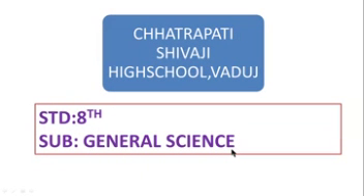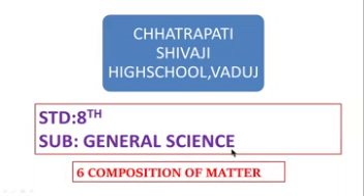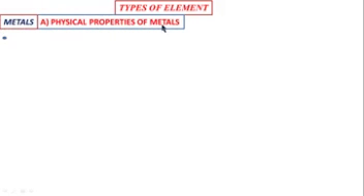In General Science, we will study the next part of chapter 6, composition of matter. In this part, we will study the types of elements. First, metals. Physical properties of metals.